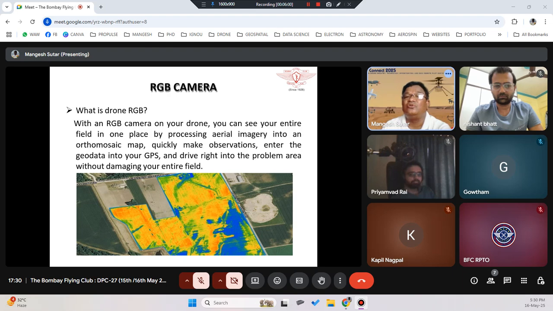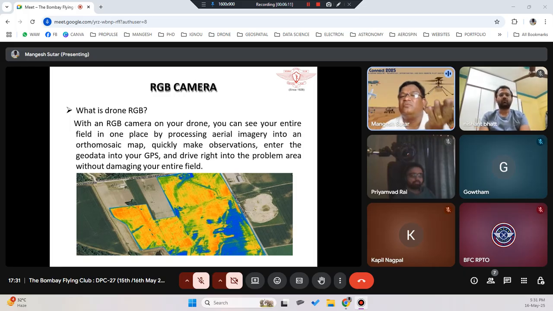Nowadays, this facility is also available: you don't need to bring your drone down, then transfer the data, then analyze your images. A lot of the time you can do real-time observation and analysis of your data, and then you can tell your client where the problem is.